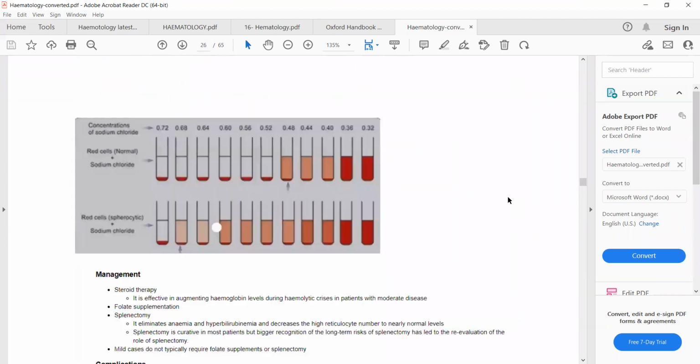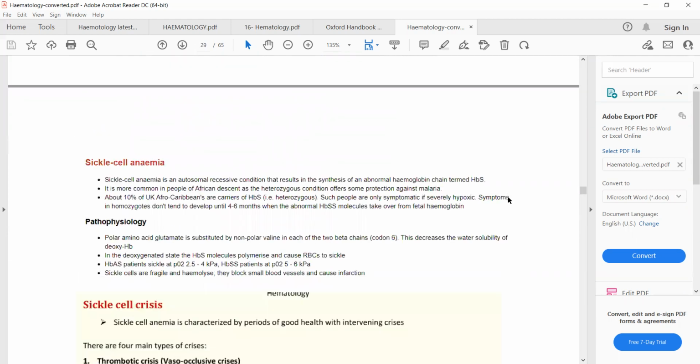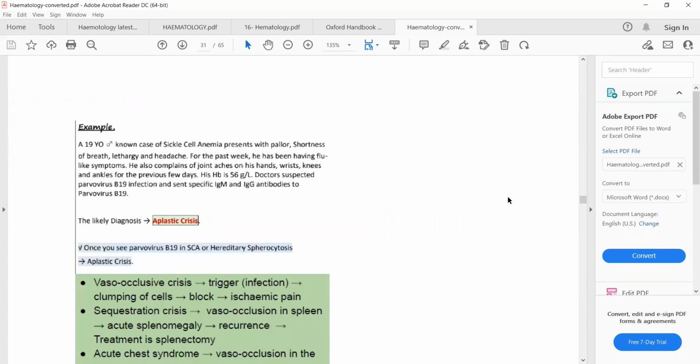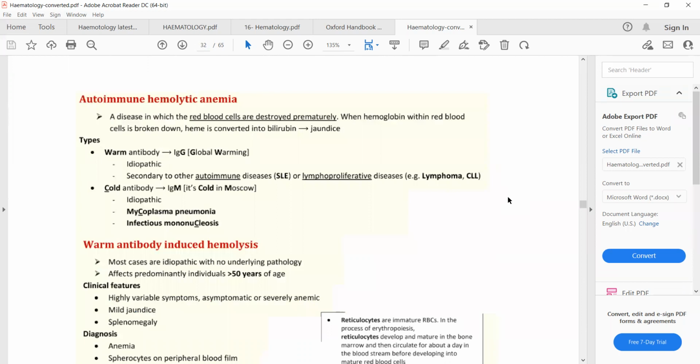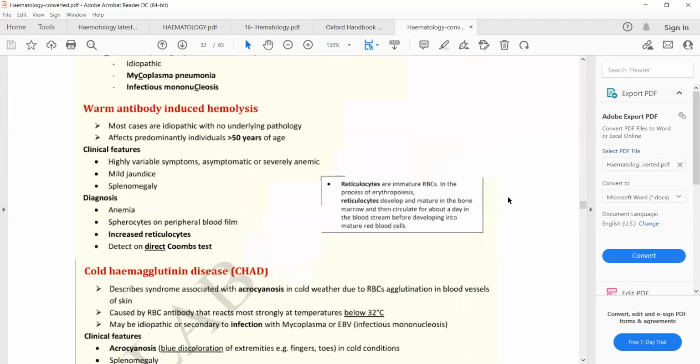So the first acquired cause of hemolytic anemia is autoimmune hemolytic anemia. What is autoimmune hemolytic anemia? Autoimmune hemolytic anemia is an anemia due to an autoimmune reaction in which antibodies are formed against the RBCs, which will result in hemolysis. So there are two types of autoimmune hemolytic anemia. One is warm antibody induced autoimmune hemolytic anemia, and the other one is cold hemagglutinin disease.